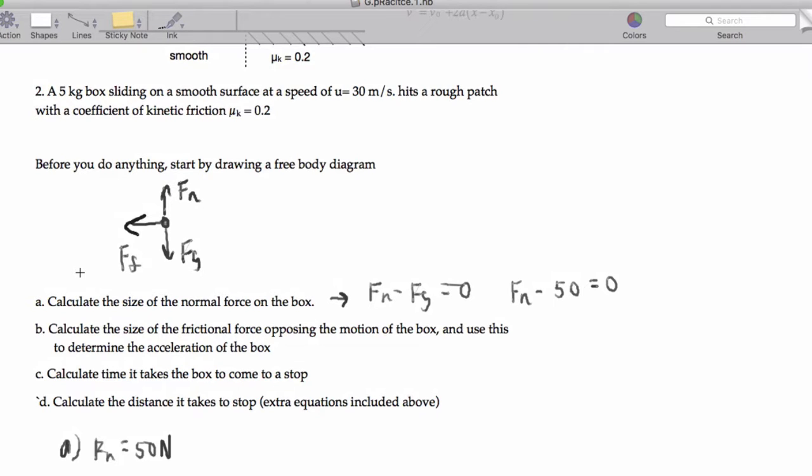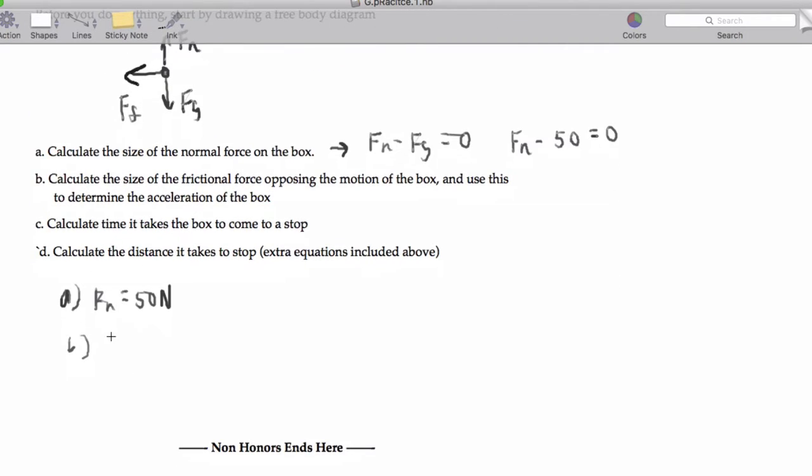So with that in mind, we are going to use the equation for kinetic friction, since the box is in fact moving. That's going to be 0.2 times the normal force, and that will give us a 10 newton frictional force acting on the box.